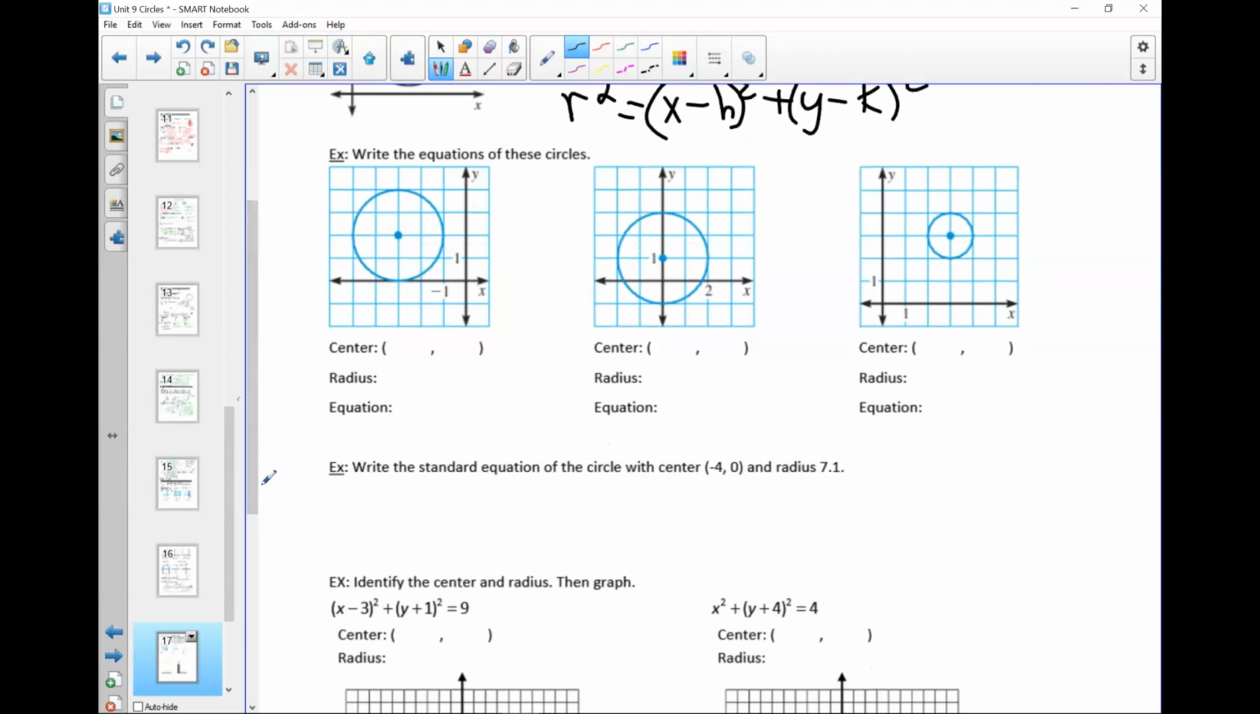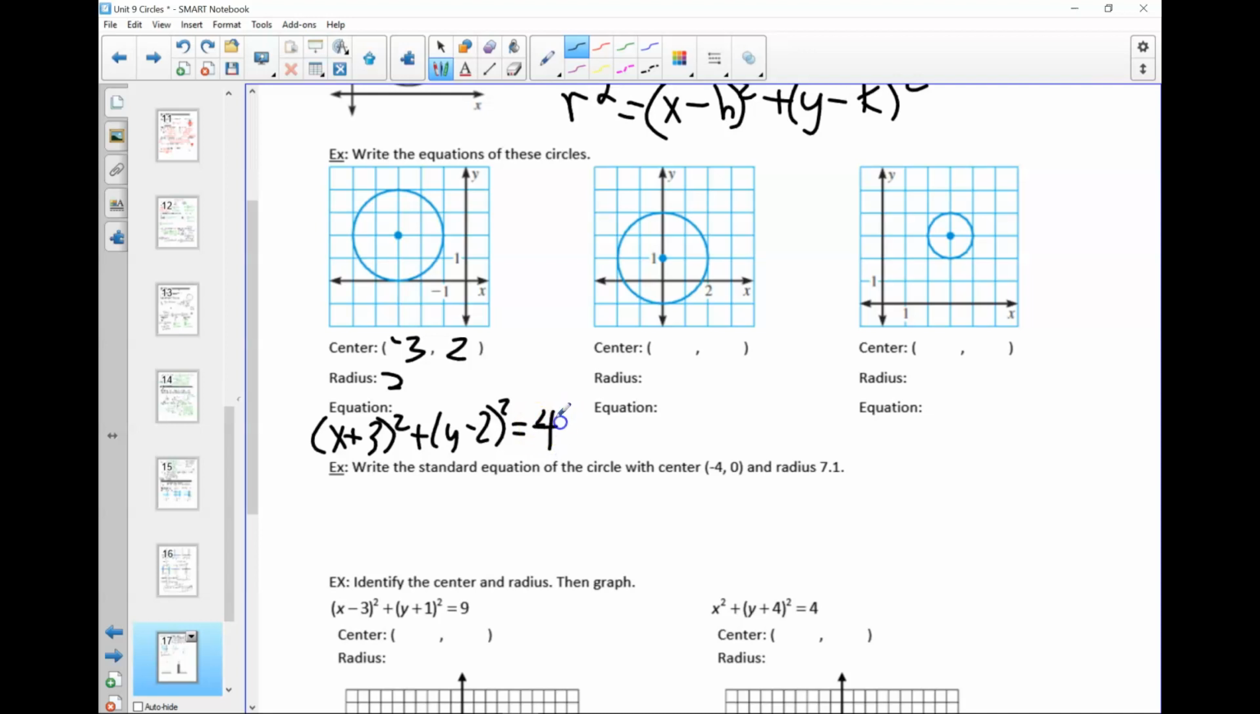And there is the equation. So looking at these circles, find the coordinates. The center is at negative 3, 2. The radius is 2. So my equation is simply going to be x plus 3 squared plus y minus 2 squared equals 4.